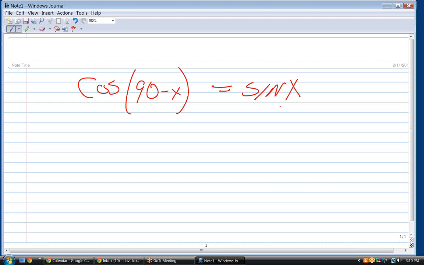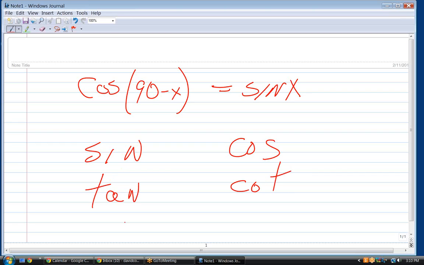Okay. There are cofunction relationships. Sine, cosine, tangent, cotangent, and secant, cosecant. These are the cofunction relationships. Each one of these is exactly the same.